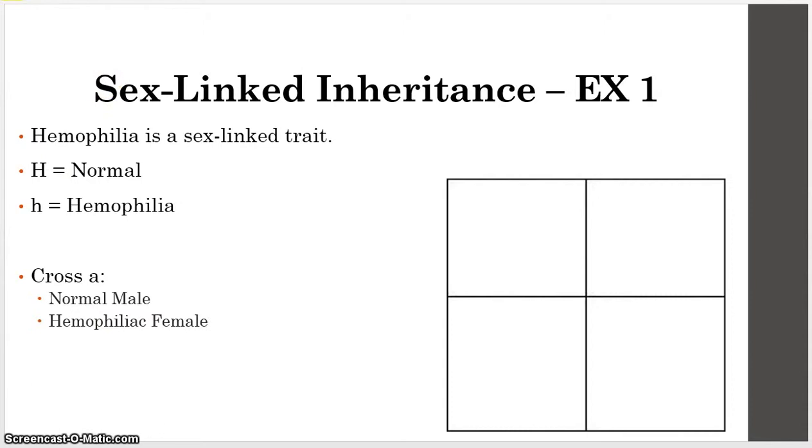So now this is saying that let's take a normal male, and we'll call him XY. And if he's normal, then this X is going to contain an H. And then let's cross that with a hemophiliac female. So if she's going to be hemophiliac, that means that she's X lowercase h, X lowercase h. All right, now let's put that into our Punnett square. I've got X lowercase h, X lowercase h. Let me change colors, and we'll go X dominant, and then Y.